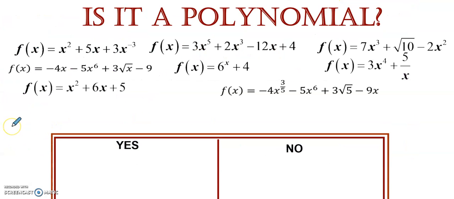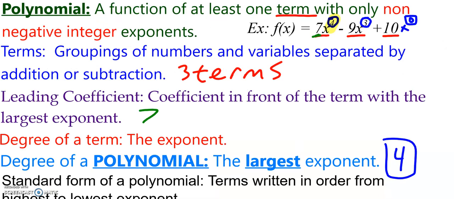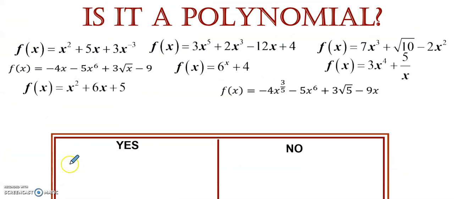Okay, now I want you to identify which of these are polynomials and which of them aren't. So I want you to take a minute and do this. Again, think about our definition. At least one term with only non-negative integer exponents. So I want you to pause the video, identify which are polynomials and which aren't, and unpause when you're ready to discuss.